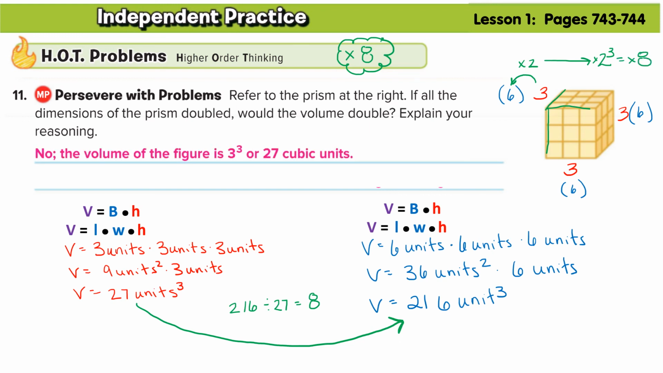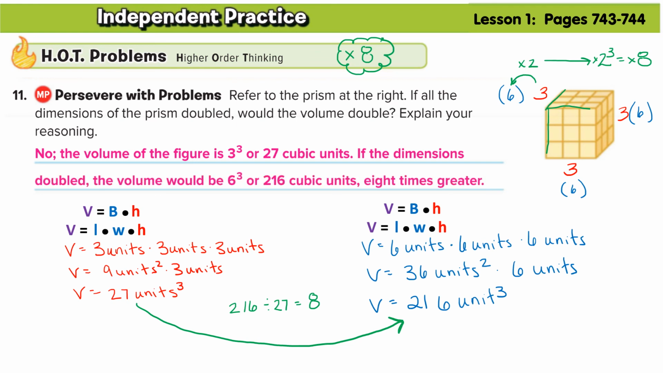All right? So the volume of the figure is 3 cubed, or 27 cubic units. If the dimensions doubled, the volume would be 6 cubed, or 216 cubic units, which is 8 times greater.